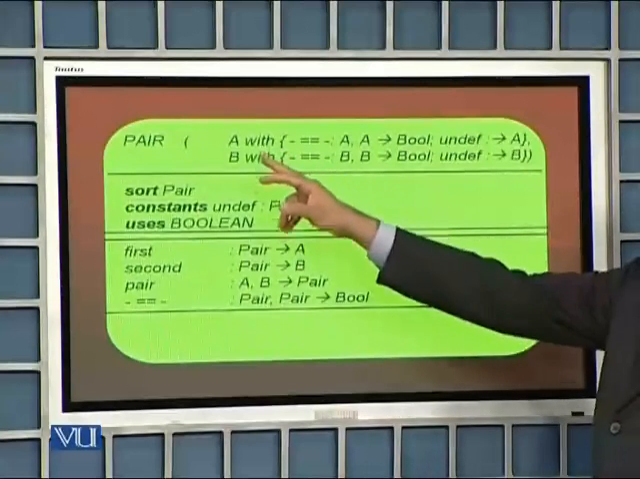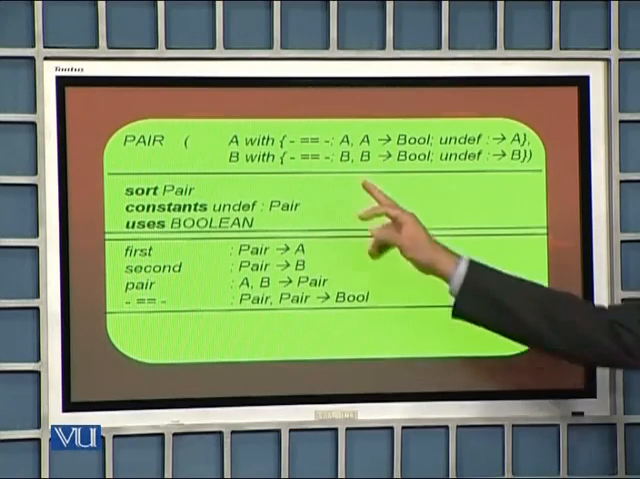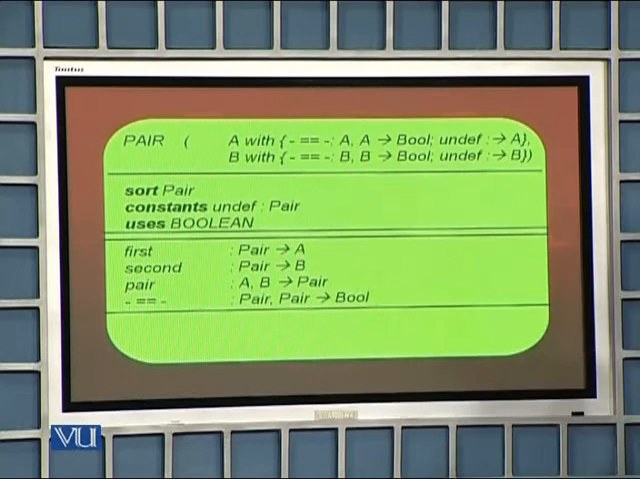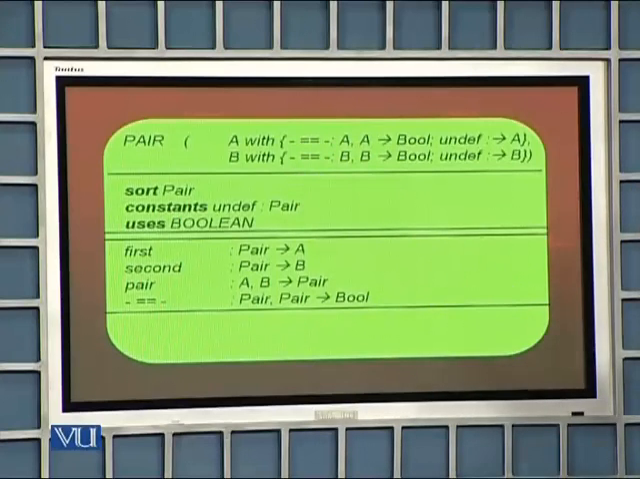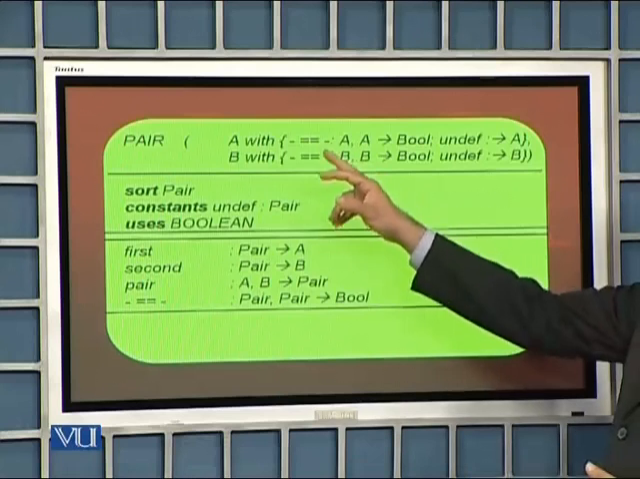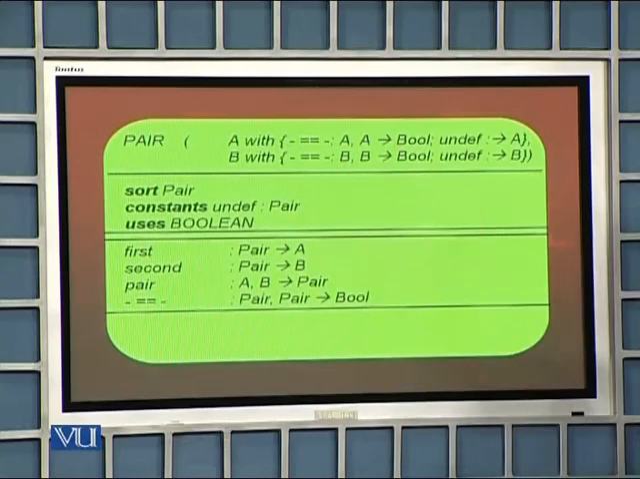Once again, the pair takes two parameters, A and B. These are different sorts. They may be anything as long as these two operations are defined for both of these. That is, we have this equality defined for them, and we have this undef defined for both of these. So this is a generic specification. Anything which has equality and undef defined could be used inside this pair, and we can make a pair out of those things.